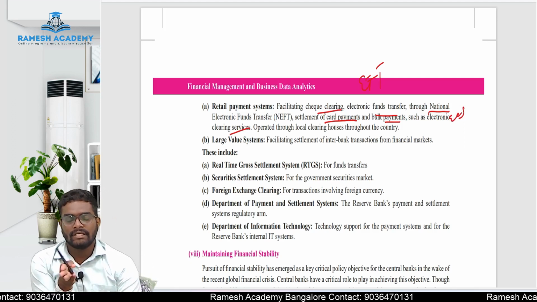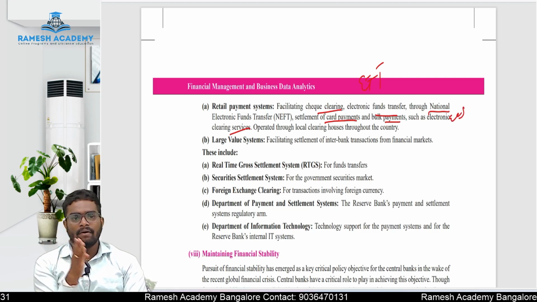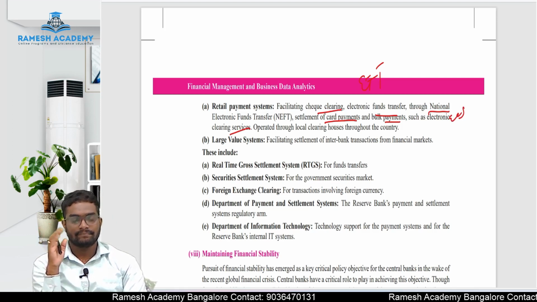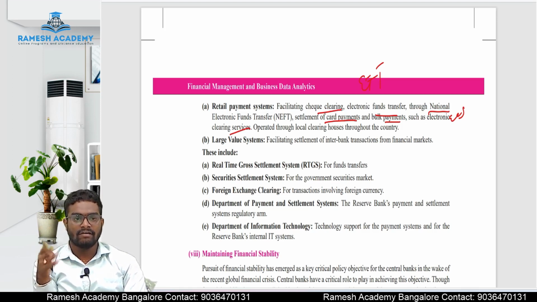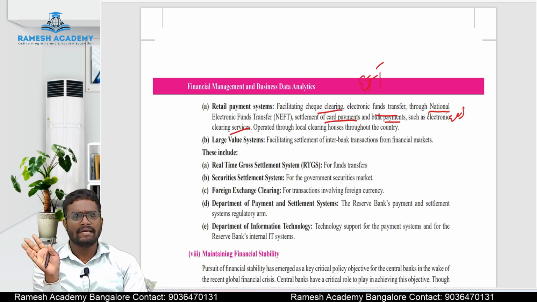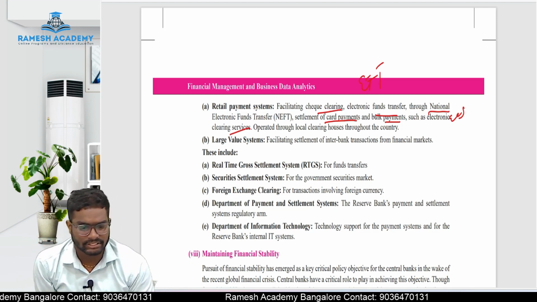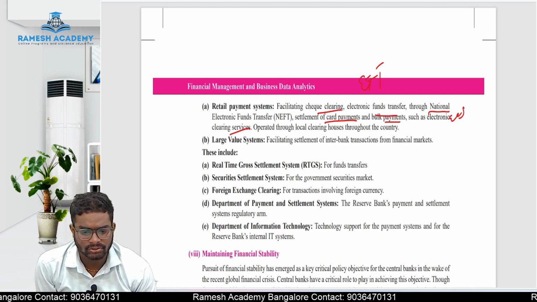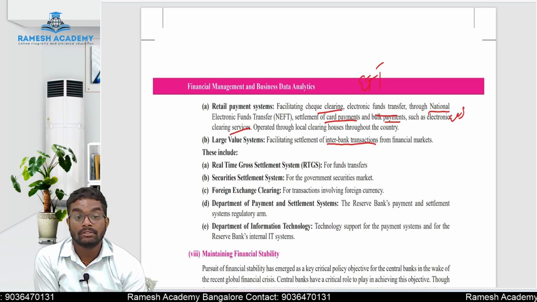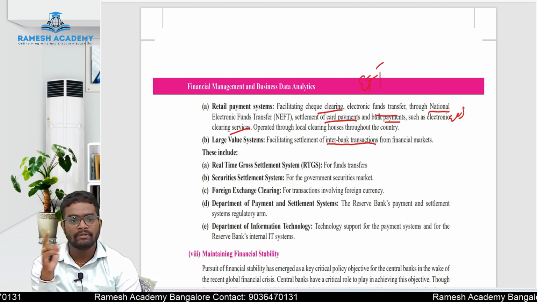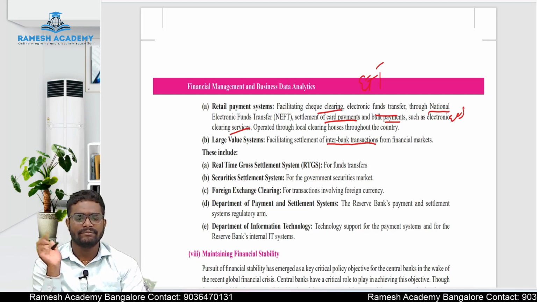Example, if you are taking a car on EMI, if you sign the mandate form or the ECS mandate, on this particular date, the amount will be debited. If you take it on the second of every month, on the second it will be debited. If there is a negative balance, then you will get a penalty. It is a standing instruction operated through local clearing houses throughout the country. Large value systems facilitate settlement of interbank transfers. So the volume of money transferring between each bank is very high. We can't even count the digits at times.